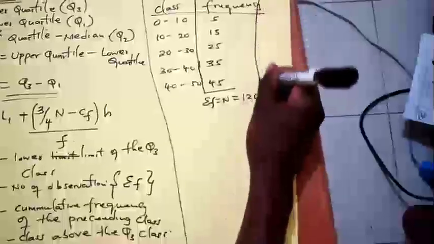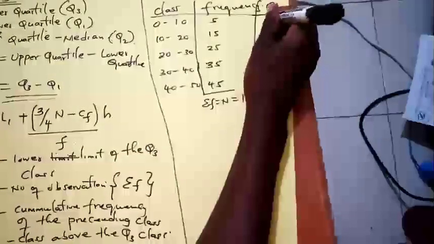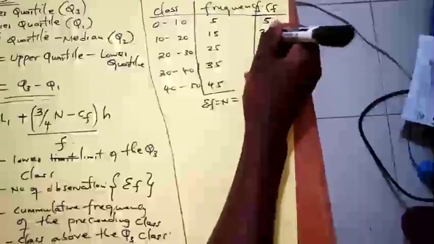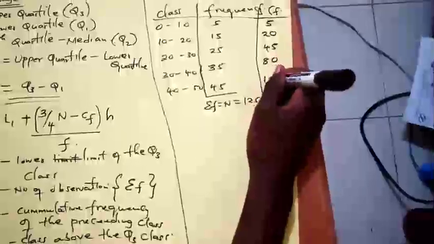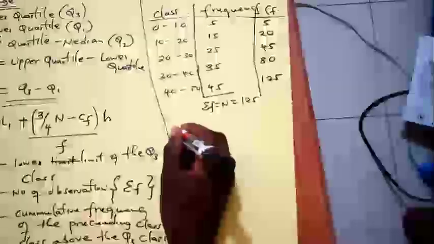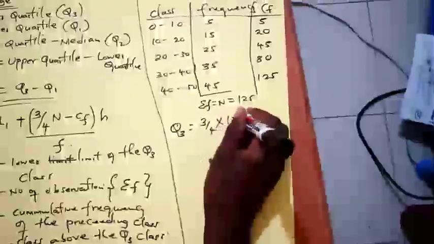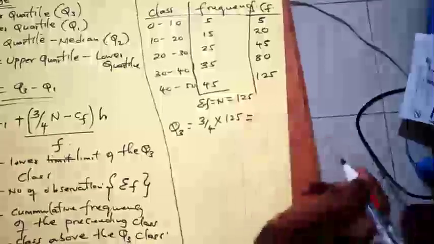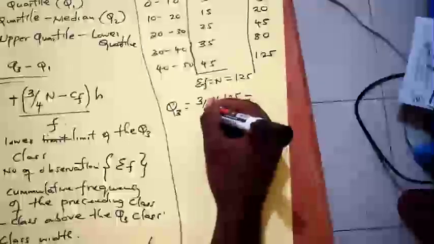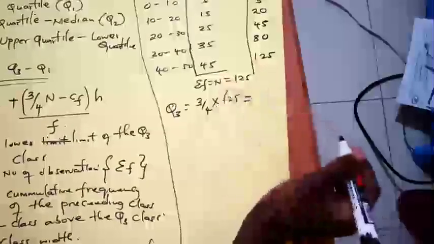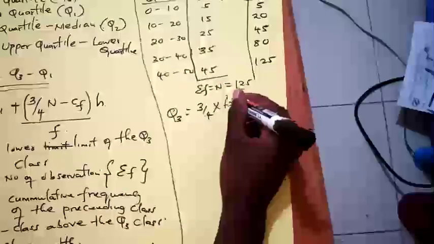So because we see the CF, you come up with a CF there. You will be having 5, you'll be having 20, 45, 80, 125. So when you are looking for Q3, you will be having 3 over 4 times 125, which when we divide this, is going to be something.